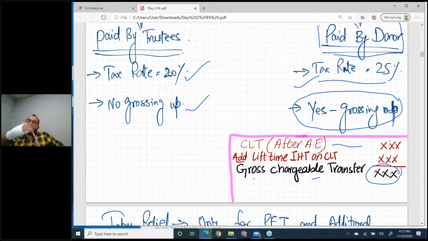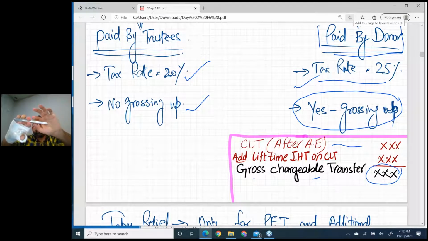So this pen is going out of the pocket, and then again the donor puts his hand in the pocket and takes out the cash, the tax, and he also pays the tax. So now listen, the total decrease in wealth is this pen plus the lifetime IHT. When we add both of them, we come to the actual decrease in wealth of the donor. So the logic of grossing up is one line: IHT is computed on decrease in wealth of the donor.